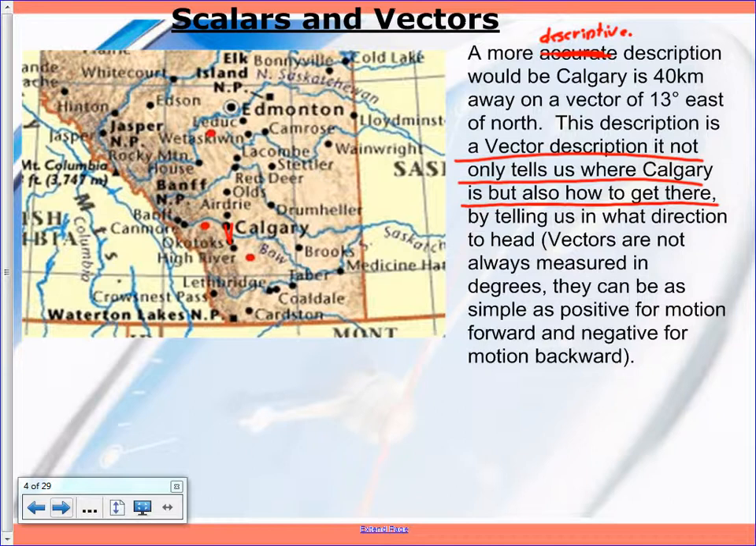In Science 10, we're not going to deal with compass directions because it brings trigonometry in. All right, you guys will only deal with what we call one-dimensional vectors. Forward and backward, north and south, right and left, up and down. I'm running out of examples, but you get the idea. Okay, everything you deal with will be, the other direction will be the exact opposite, so you'll always have positive and negative values.